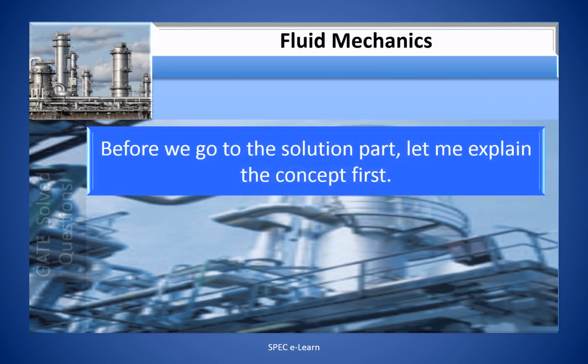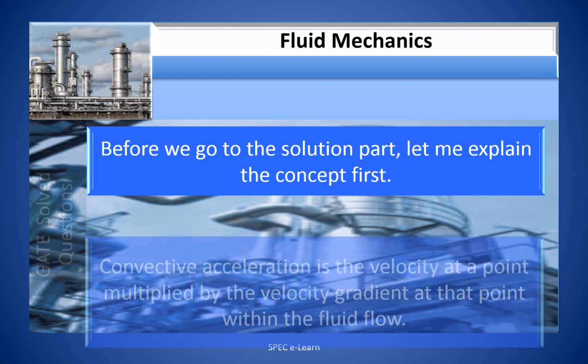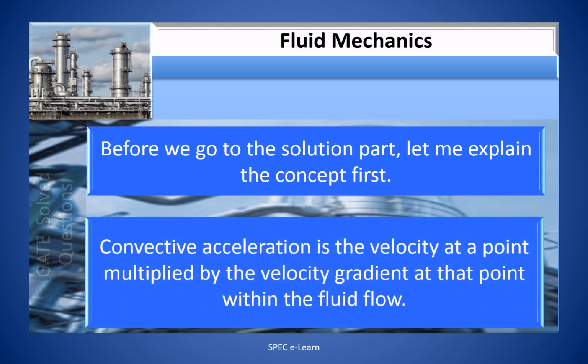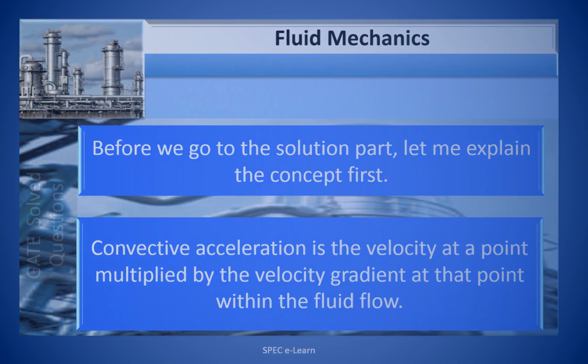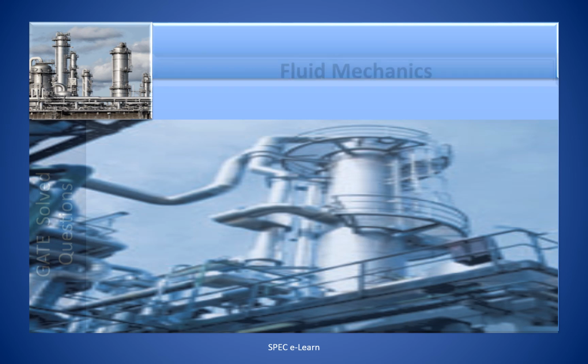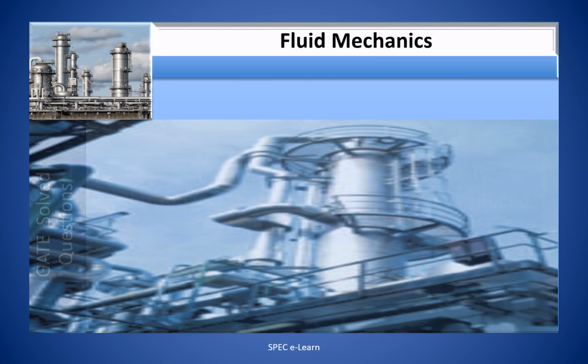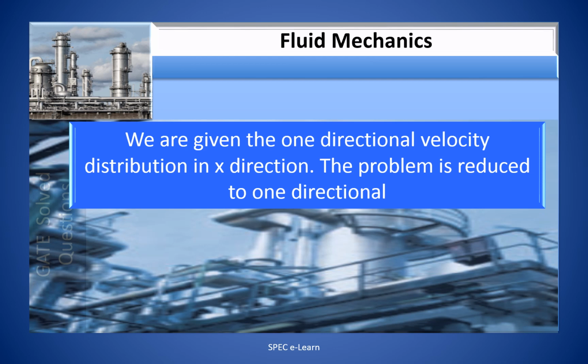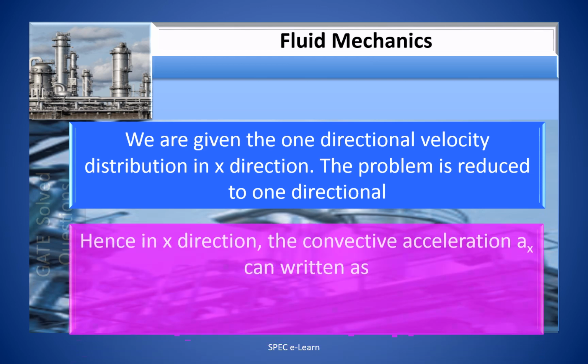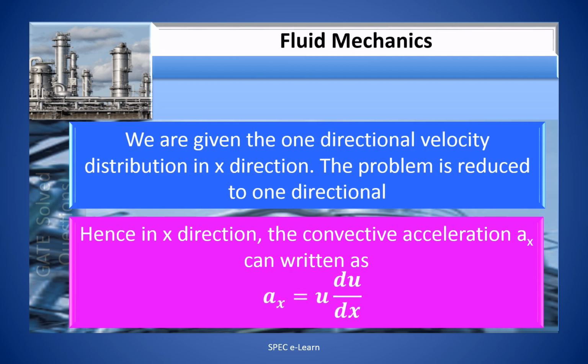Before we go to the solution part, let me explain the concept first. Convective acceleration is the velocity at a point multiplied by the velocity gradient at that point within the fluid flow. We are given the one-directional velocity distribution in x direction. Hence, the problem is reduced to one-directional. Hence, in x direction, the convective acceleration Ax can be written as Ax equal to u times du by dx.